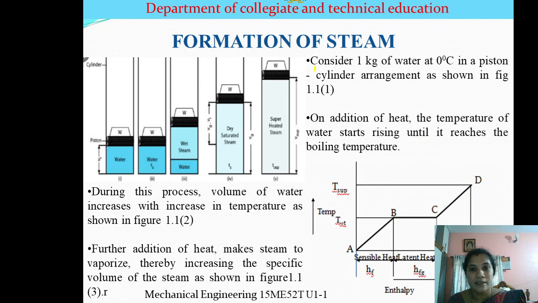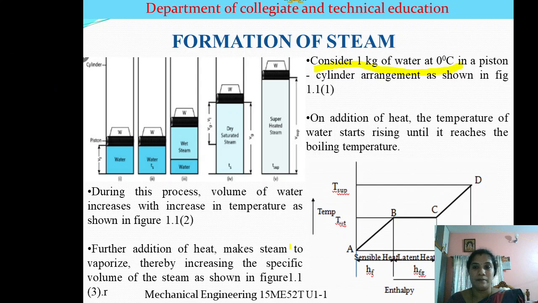Let us consider 1 kg of water at 0 degree Celsius that we have taken in a piston cylinder arrangement. This is a cylinder, and this is a piston. So we have taken 1 kg of water at 0 degree Celsius in a cylinder piston arrangement. Above the piston you can see a weight. This weight is kept so that we will get a constant pressure. The pressure is constant.